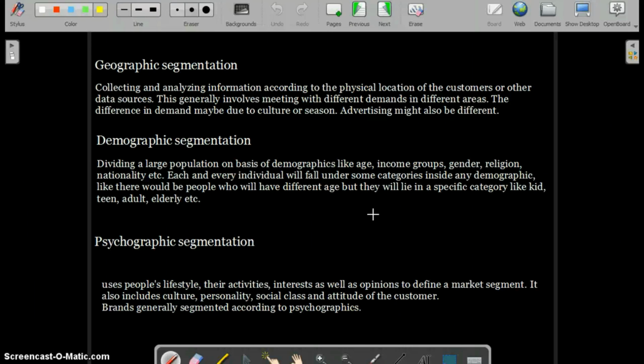I hope you guys understood the concept. It's not very tricky. We just need to understand what the basic segmentations are, how they are segmented, the types of segmentation. We just need to define them. You won't be asked to explain each of them, but I've given some examples just in case you have to. Hope you guys understood the topic.